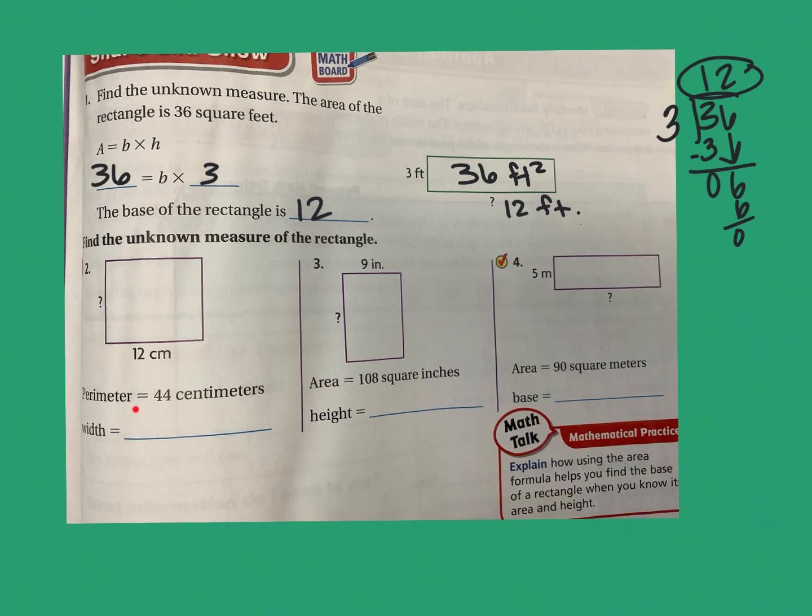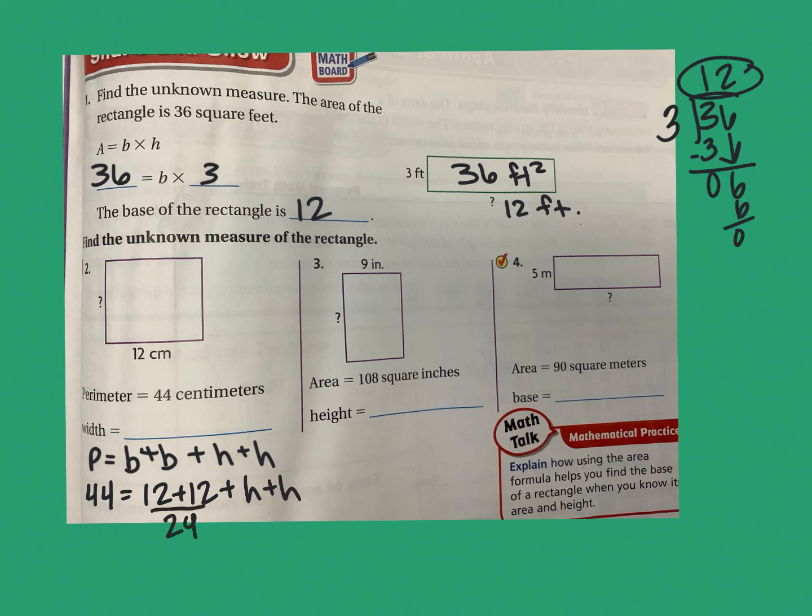Okay, this has a perimeter of 44 centimeters. Remember, perimeters add. So we have 44. Perimeter equals, let's say, base plus height plus height, right? I know this base is 12, and I know the perimeter is 44. So instead of perimeter, I'll put 44 equals 12 plus h plus h. Okay, one step at a time.